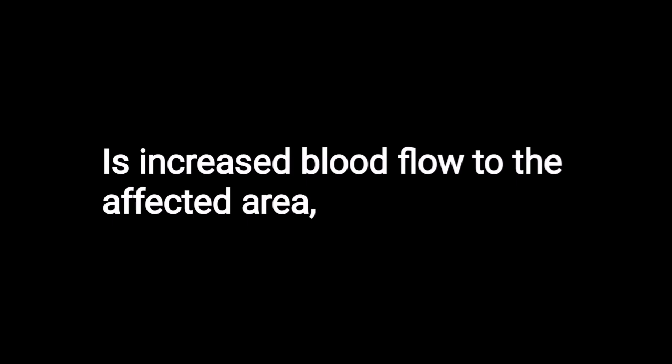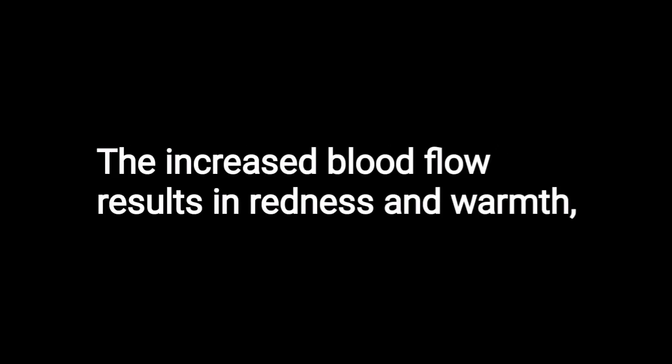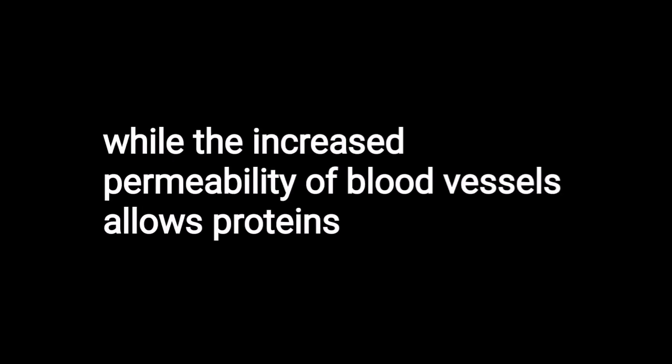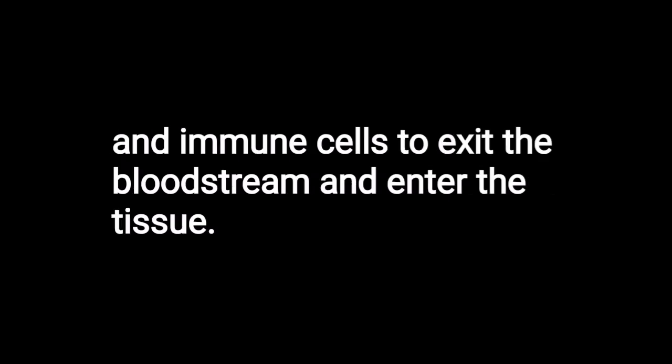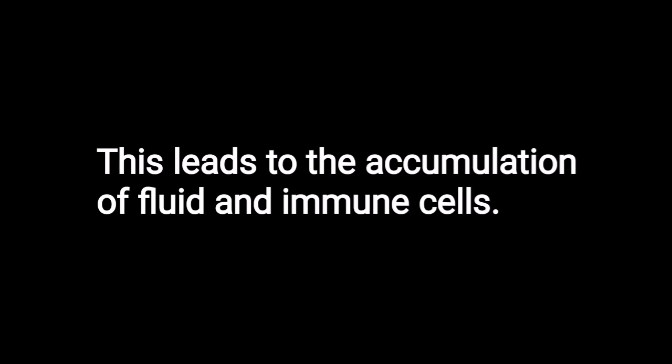One of the hallmark signs of inflammation is increased blood flow to the affected area, a process known as vasodilation. This is mediated by the release of vasoactive substances, such as histamine and prostaglandins, which cause blood vessels to expand. The increased blood flow results in redness and warmth, while the increased permeability of blood vessels allows proteins and immune cells to exit the bloodstream and enter the tissue. This leads to the accumulation of fluid and immune cells at the site of inflammation, causing swelling.